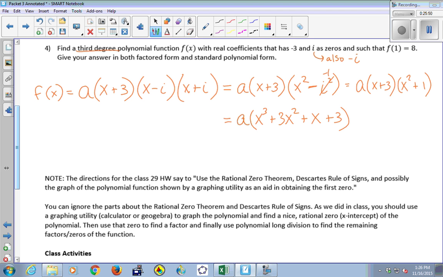How do I figure out what a is? Use the last piece of information I was given here. We did an example like that in the preview. If f of 1 equals 8, that means that if I put in 1s for all my x's, I should get 8 as my answer, and then a is the only thing I don't know. So that's 1 plus 3 is 4, plus 1 is 5, plus 3 is 8. So 8a equals 8, so a is 1.